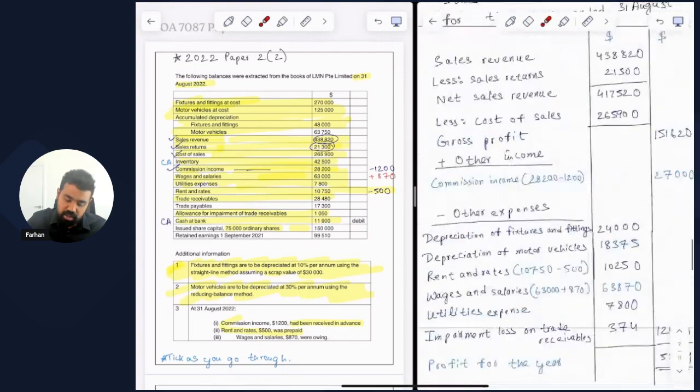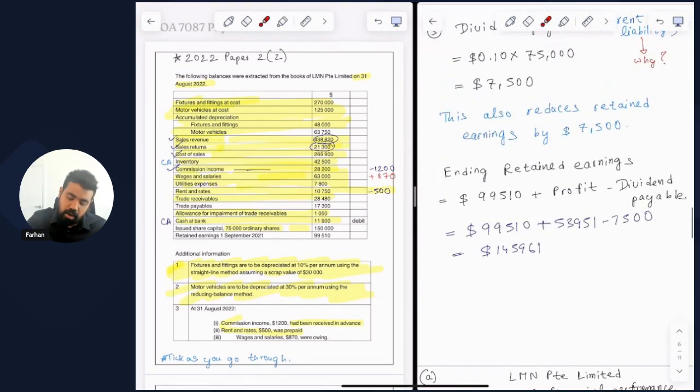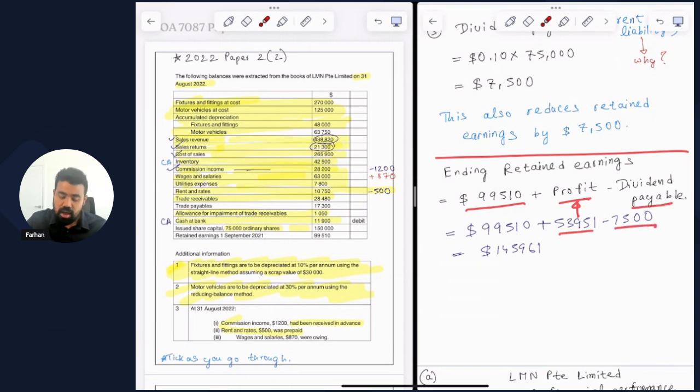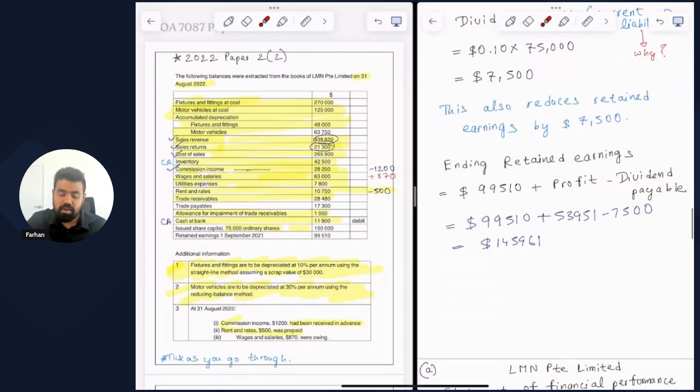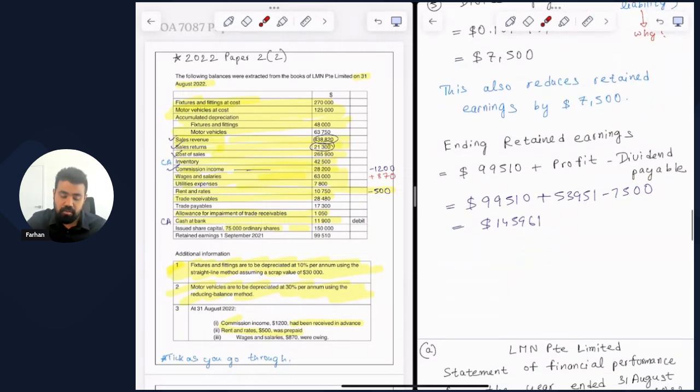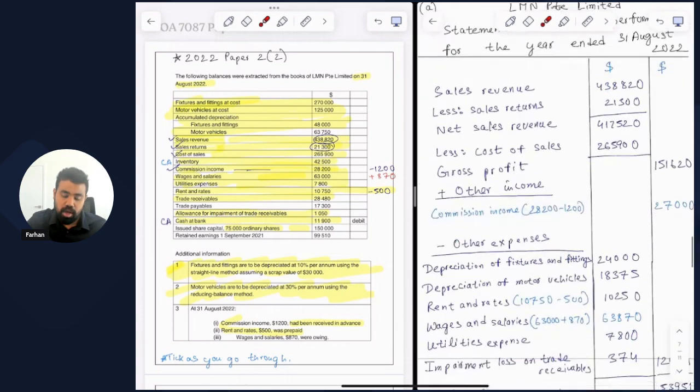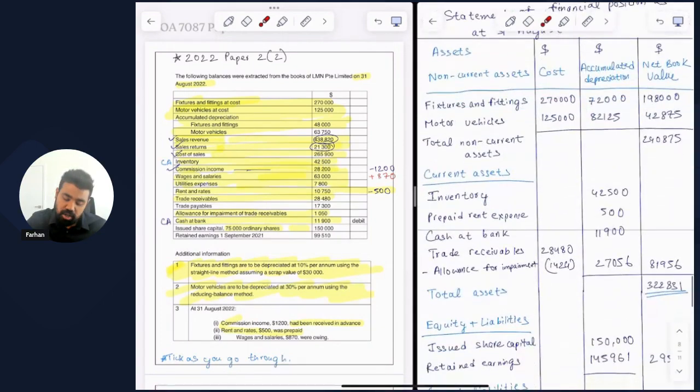So let me just quickly take you here. And you can see ending retained earnings. We started with the opening balance of $99,510. Then we added the profit of $53,951. And then we subtract the dividend payable of 7,500, and altogether we get $145,961 as the ending retained earnings available for reinvestment in the next financial year, and therefore this is what goes as part of equity. So let's go to the statement of financial position.